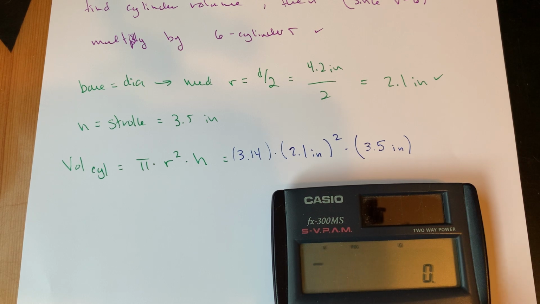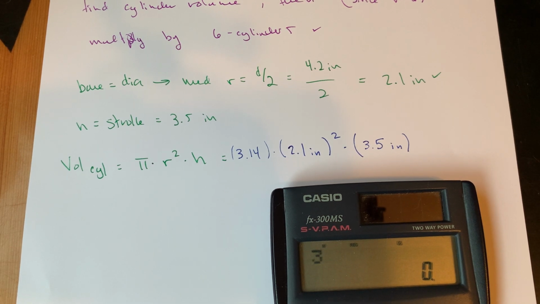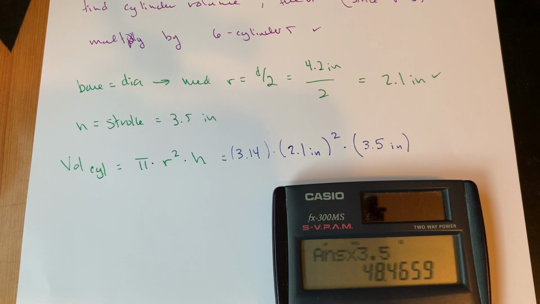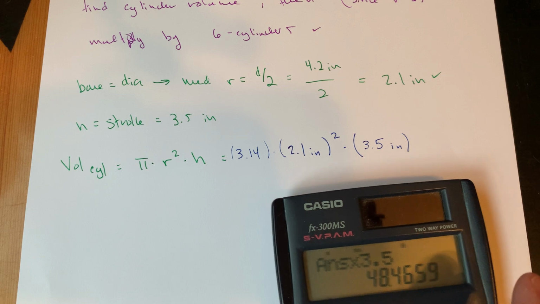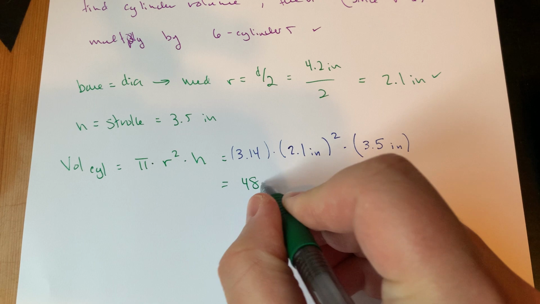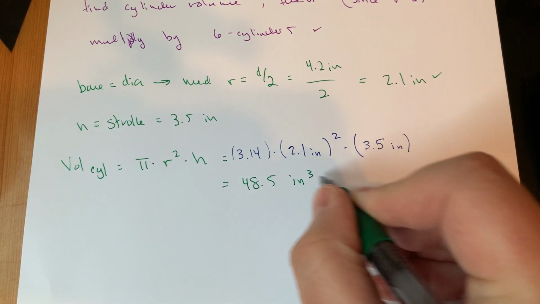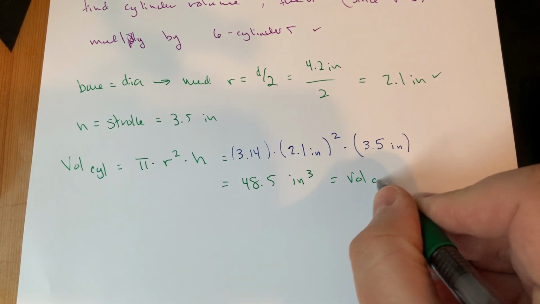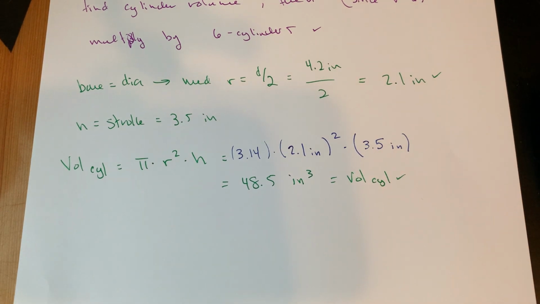3.14 times 2.1 times 2.1. So that's my 2.1 squared times 3.14 times 3.5. So 48.4659. Let's call that 48.5, I guess. So cubic inches. So that was the volume of an individual cylinder.